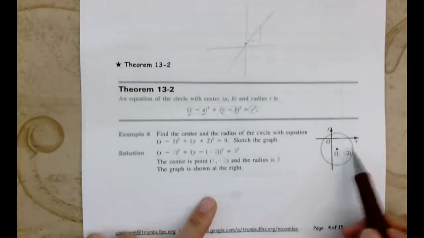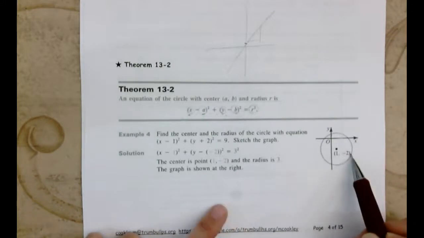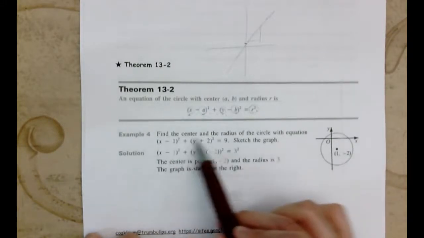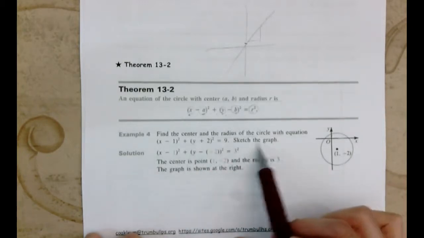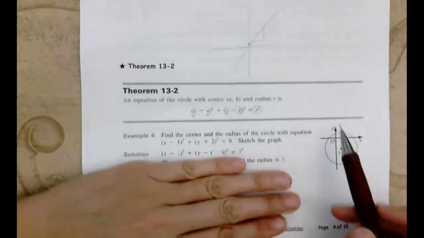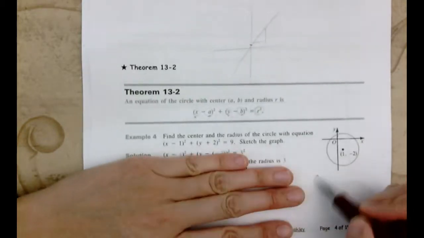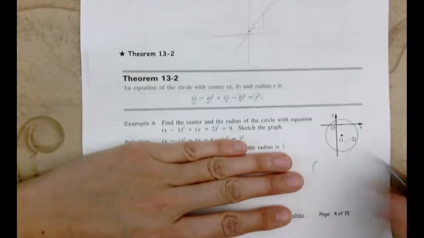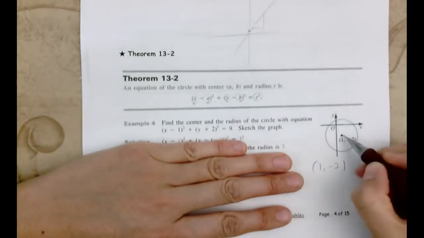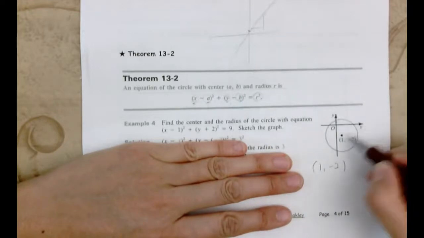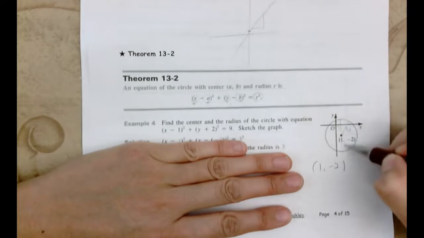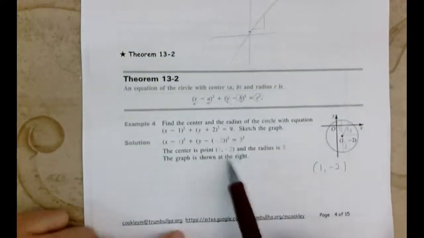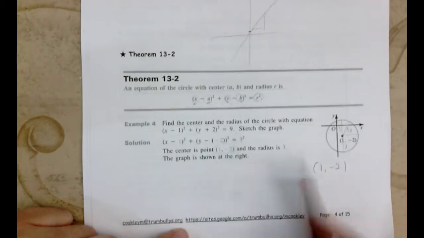Okay, all right. So find the center and radius of the circle with the given equation, and sketch the graph. If we don't have a solution, this means the center, you change the sign, right? So it's 1 and minus 2. That's what this is, and the radius is 3. So this should be 3, this should be 3, this should be 3, and so forth. Okay, that's what it means. The center is (1, -2), and the radius is 3.